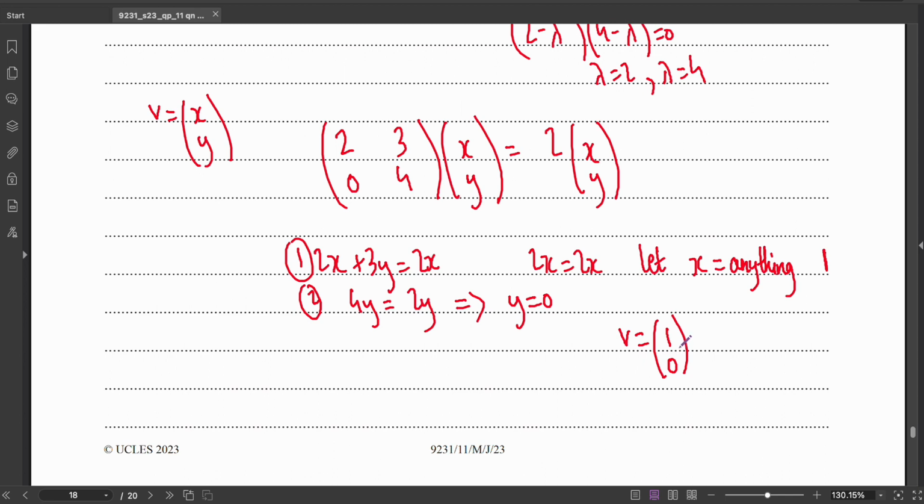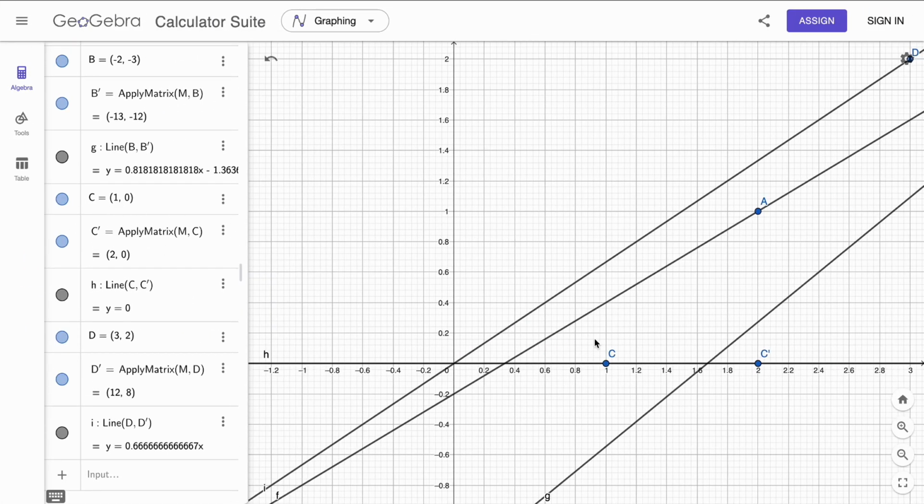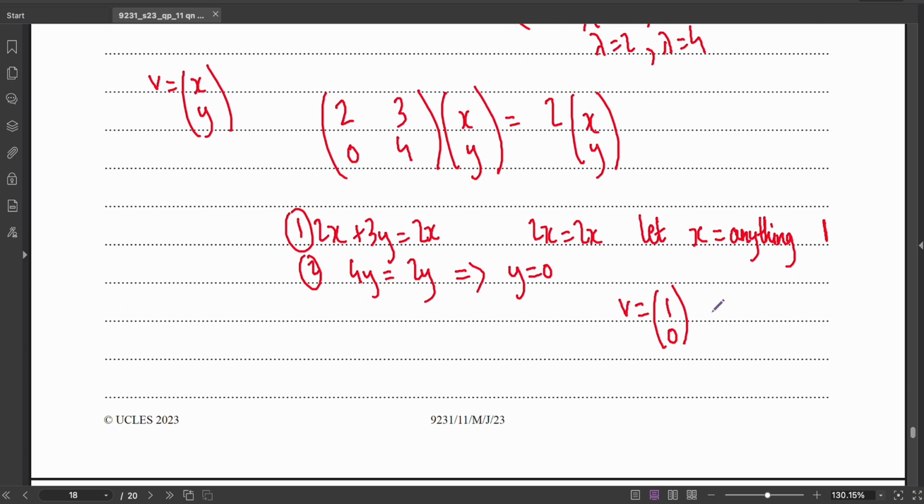And remember, 1, 0 was one of the points that worked, right? Look, our point C, 1, 0, that worked with having the line intersecting the origin. So that worked. So that's the eigenvector. Okay, that's the eigenvector for when lambda is equal to 2.